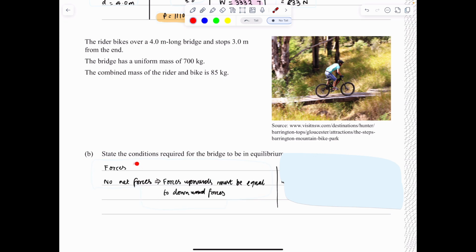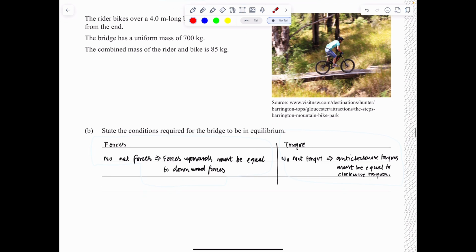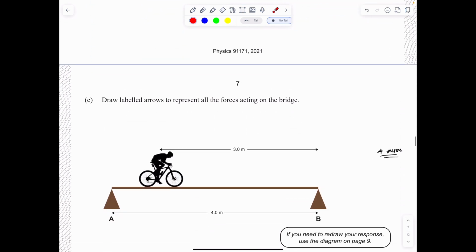So, forces. There are no net forces, so this means all the upward forces must be equal to the downward forces and therefore they're cancelling each other out. The next type of force is the torque force, which is a turning force. So there is no net torque, which means that anti-clockwise torques must be equal to the clockwise torques. Okay? Clockwise torques. So, next question.